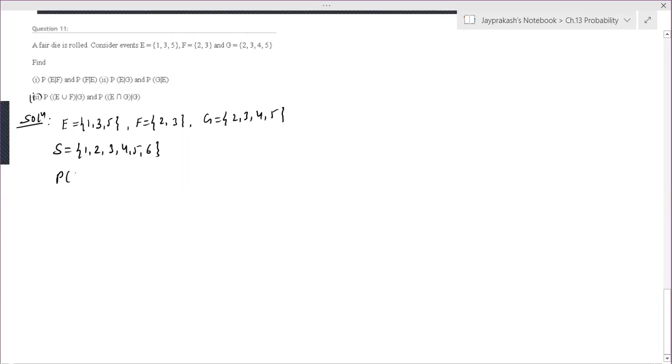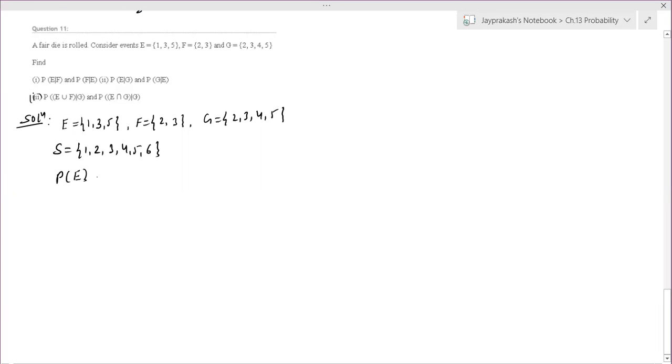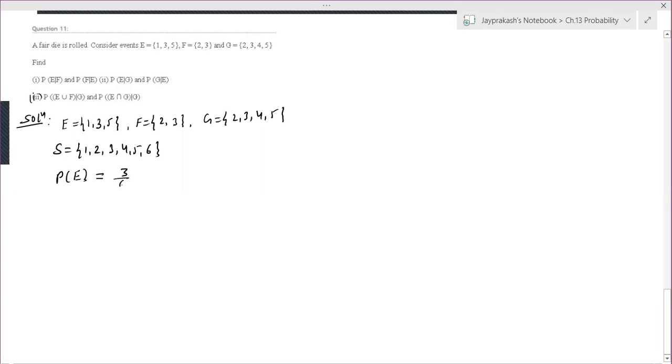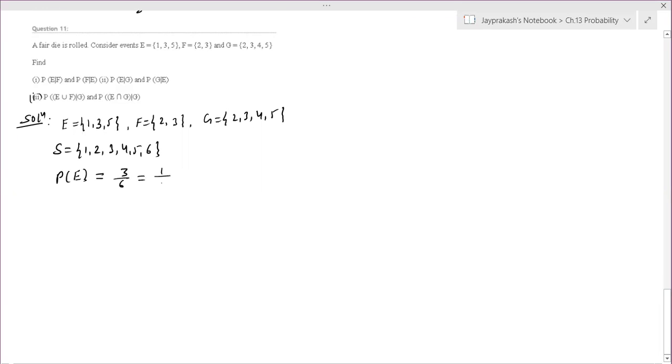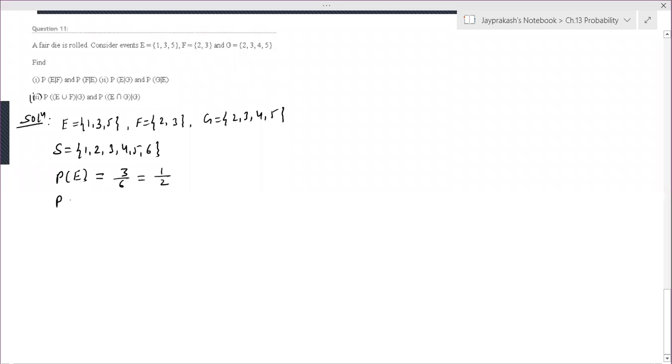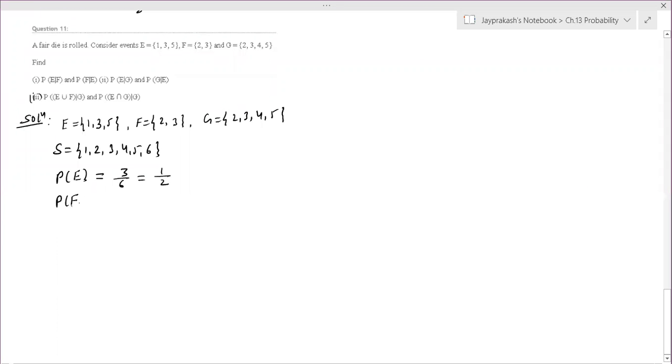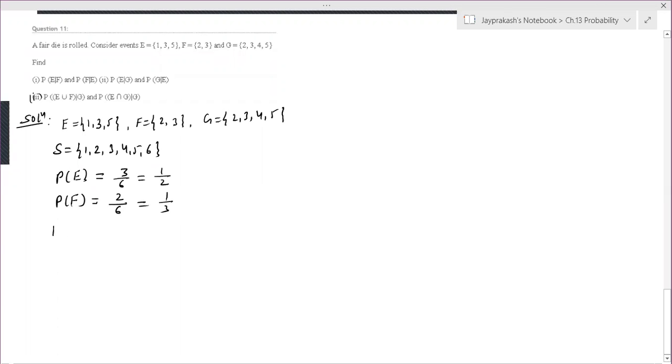Then we will first find P of E. That is 3 numbers out of 6, so 1 by 2. Then P of F. That is 2 numbers out of 6, so it's 1 by 3. Then let's find E intersection F.